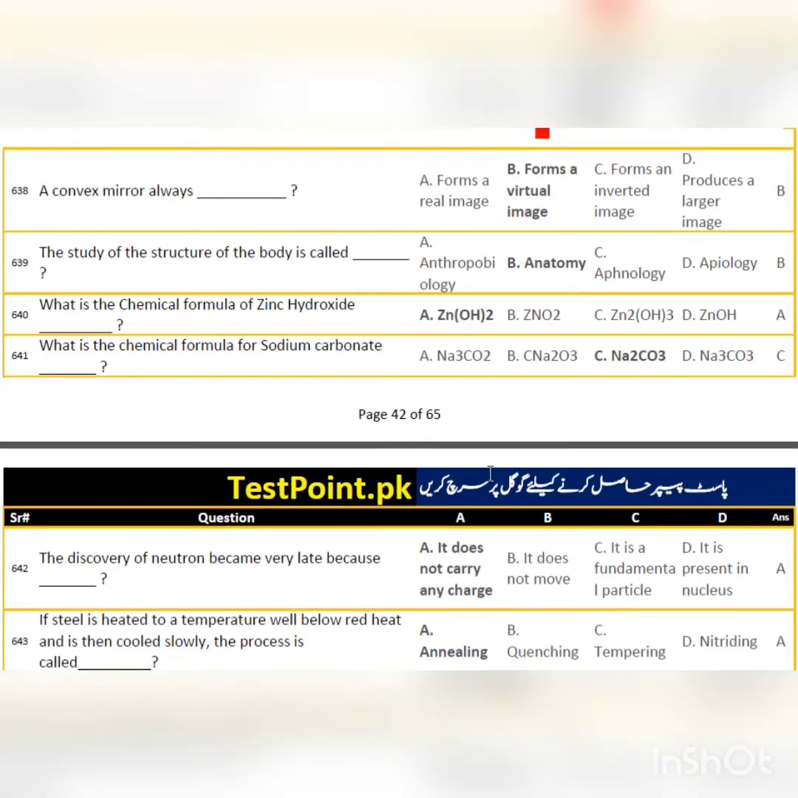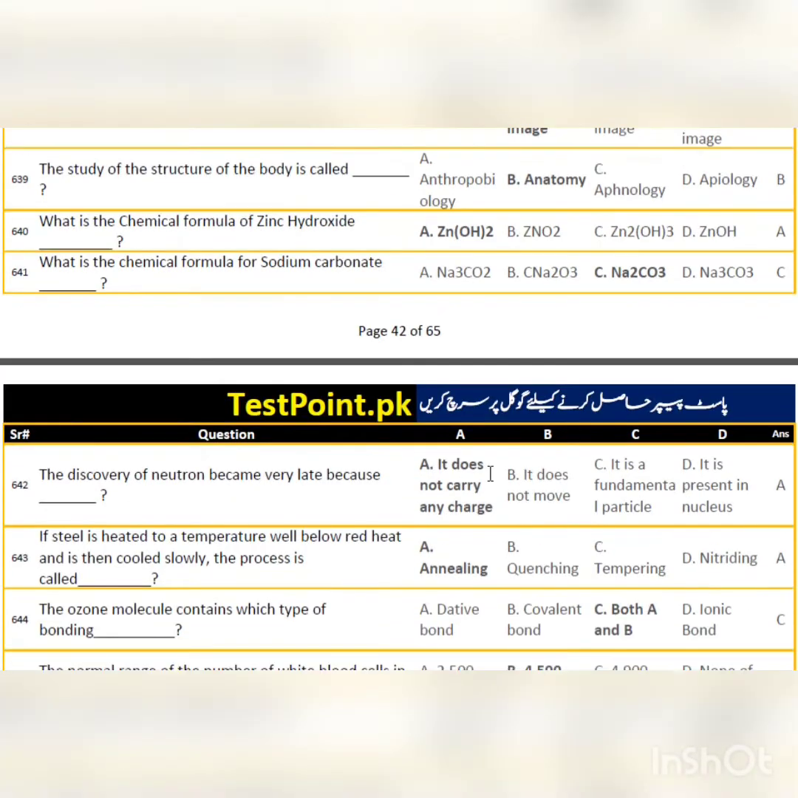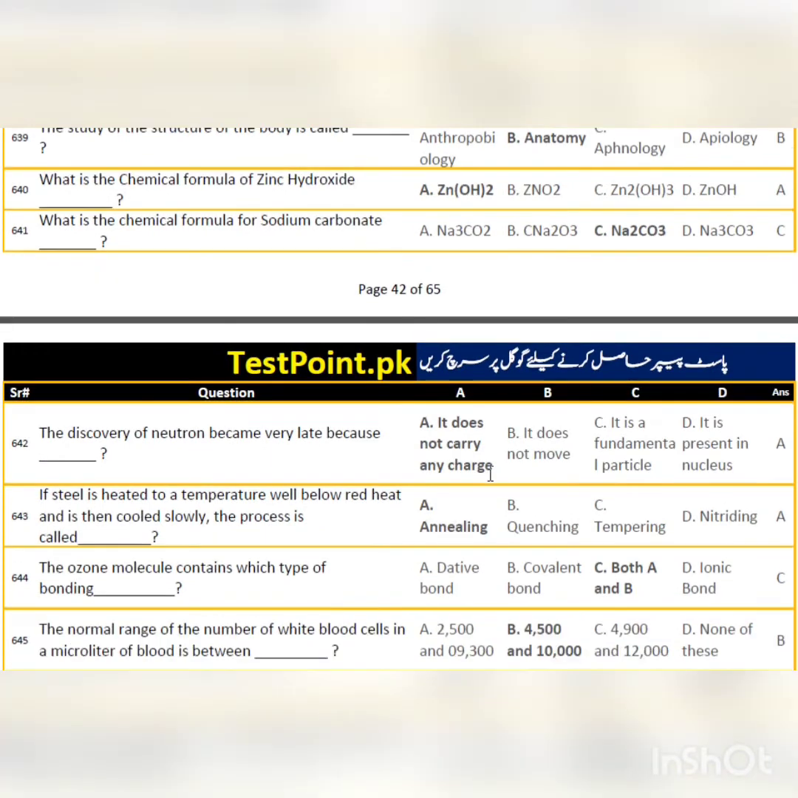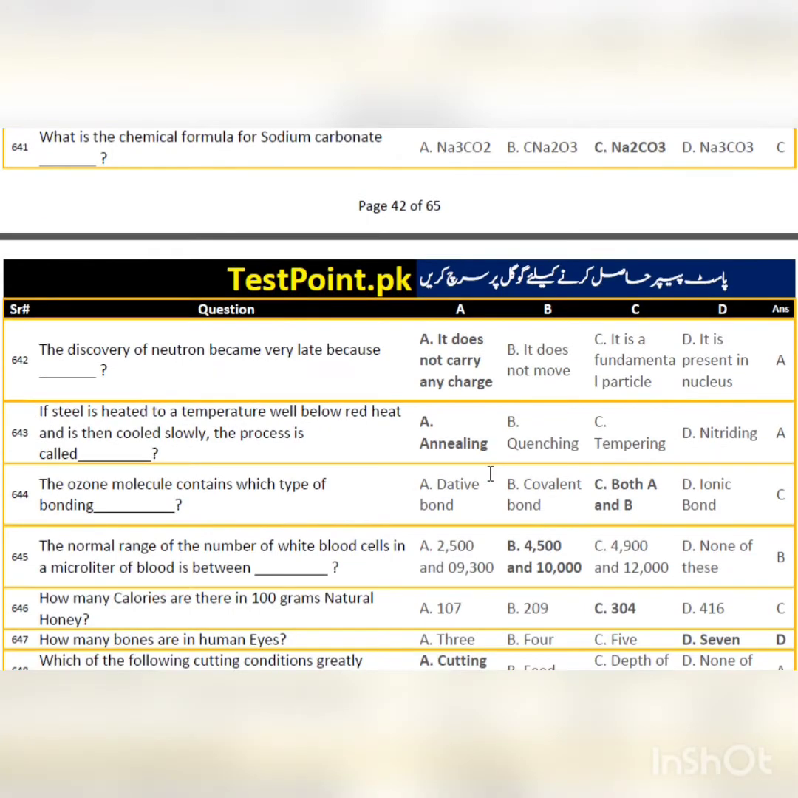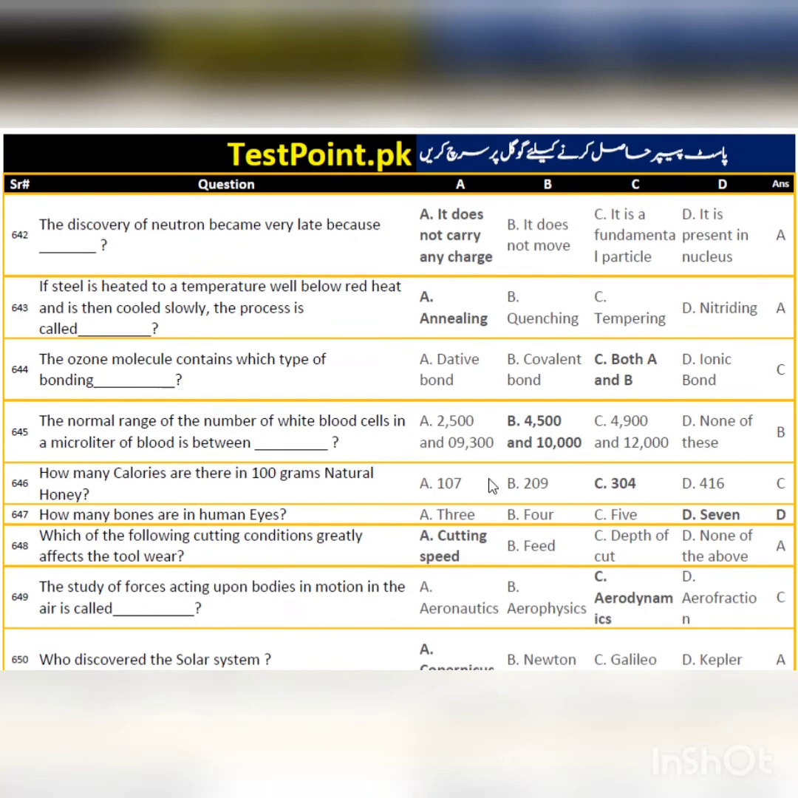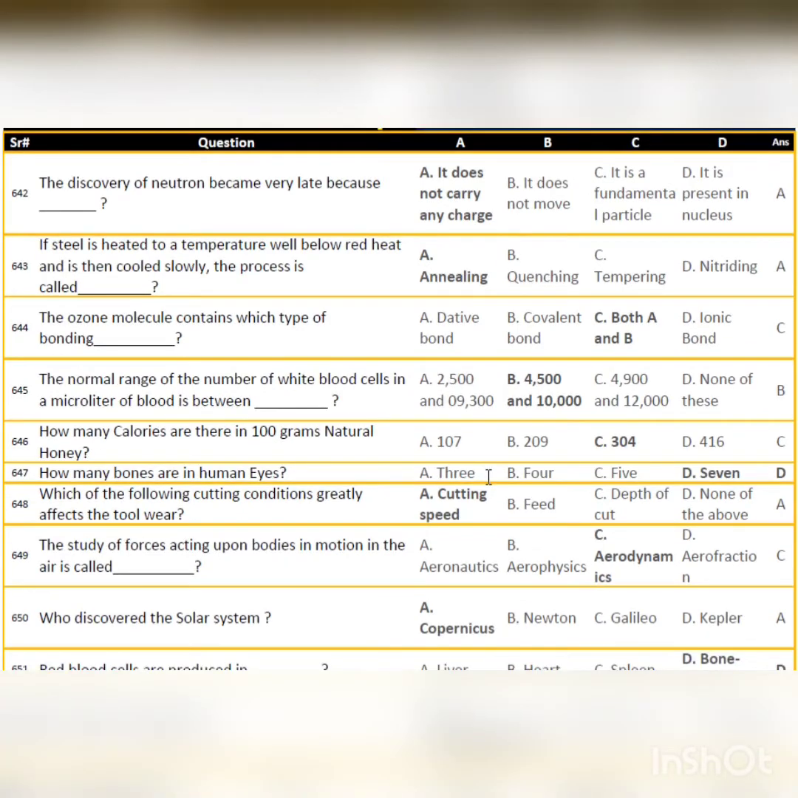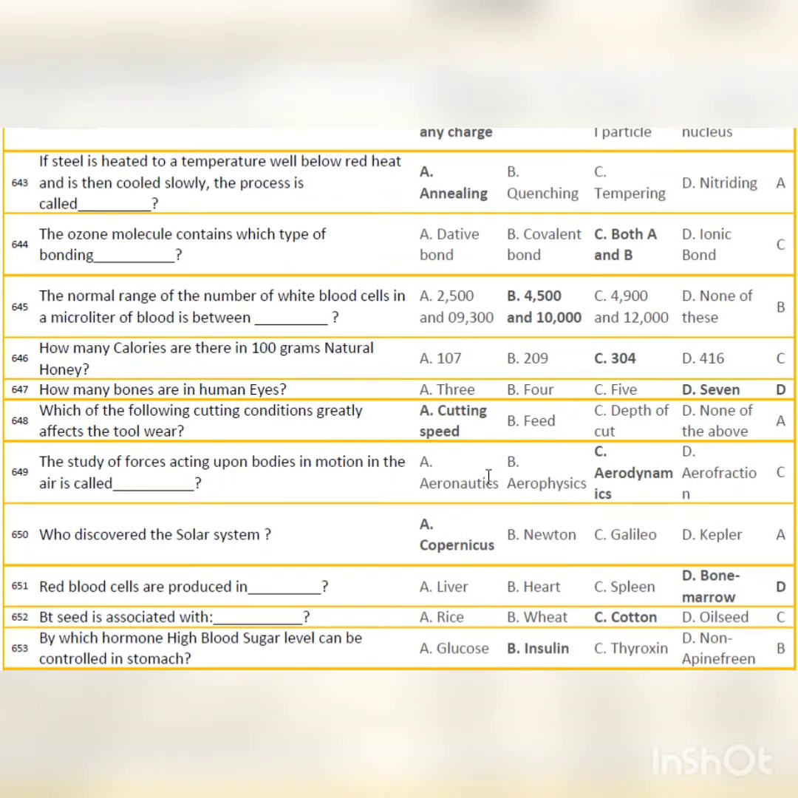The human heart is dash. A. capillary heart, B. plasticine heart, C. myogenic heart, D. neurogenic heart. Answer is C. Myogenic heart.